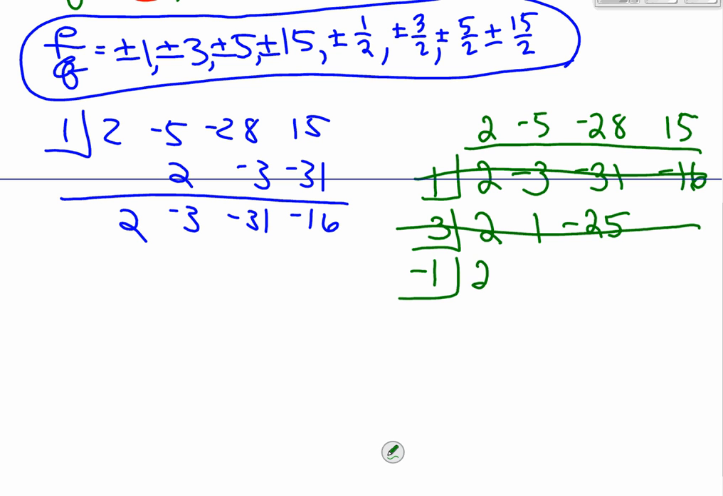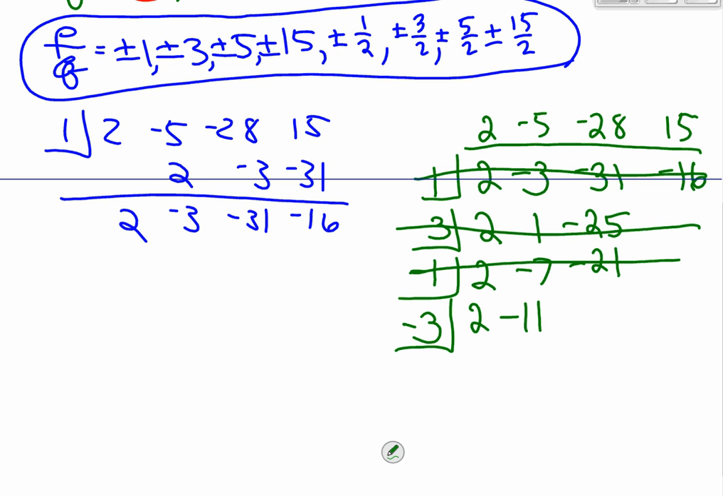I bring down my 2. I'm still using this top row. 2 times -1 is -2, minus 5 is -7. -7 times -1 is 7. Minus 28 is what? -21. Positive 21 and 15, is that going to be 0? No. So I can even kind of quit a little bit early as I do things. So now we'll try -3. So I'll bring down my 2. This is 2 times -3 is -6, minus 5 is -11.